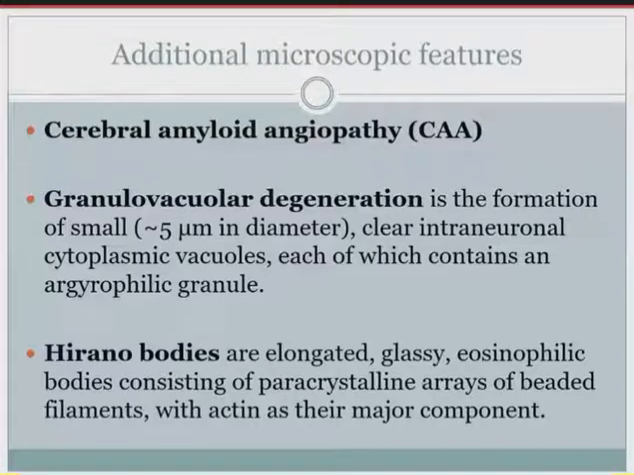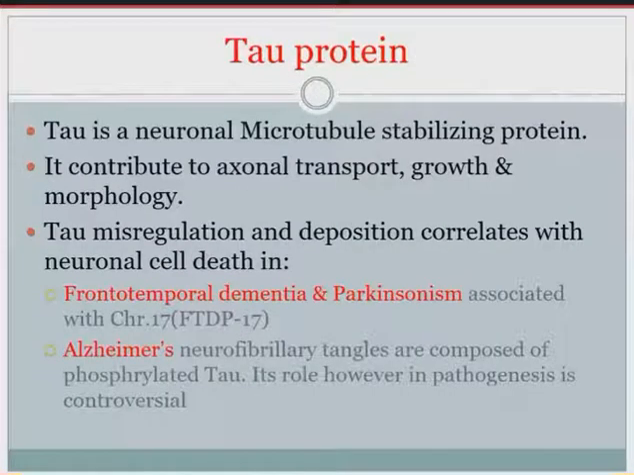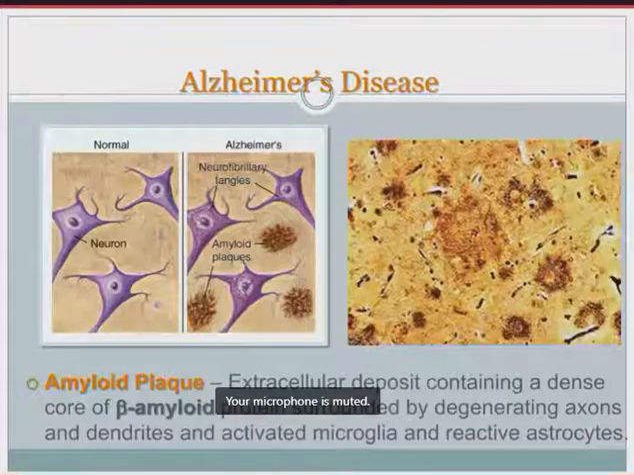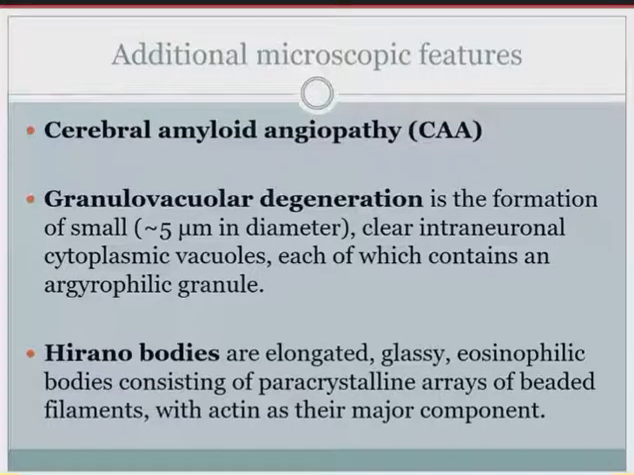Another finding is an elongated glassy eosinophilic body consisting of paracrystalline arrays of beaded filaments, with actin as a major component. So you can see eosinophilic glassy bodies. These are the Hirano bodies. In Alzheimer's disease, don't forget about the neurofibrillary tangles and the amyloid plaques, as well as granulovacuolar degeneration and Hirano bodies, but the first two are the main things.